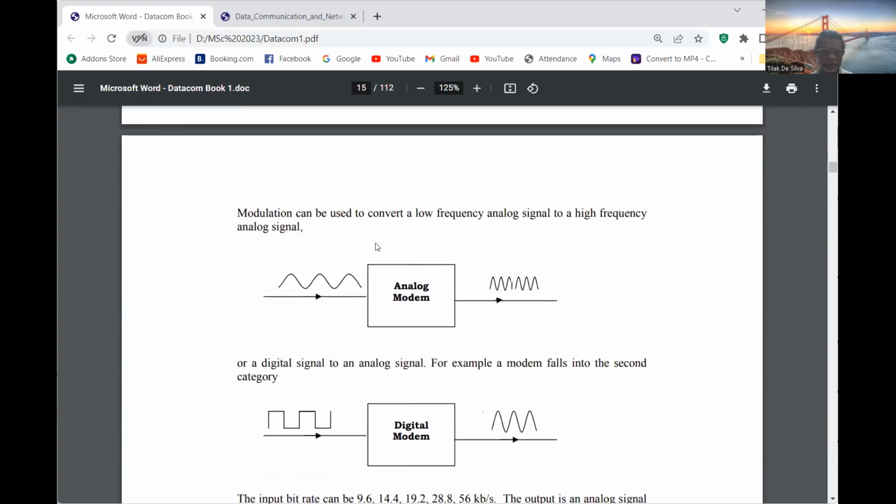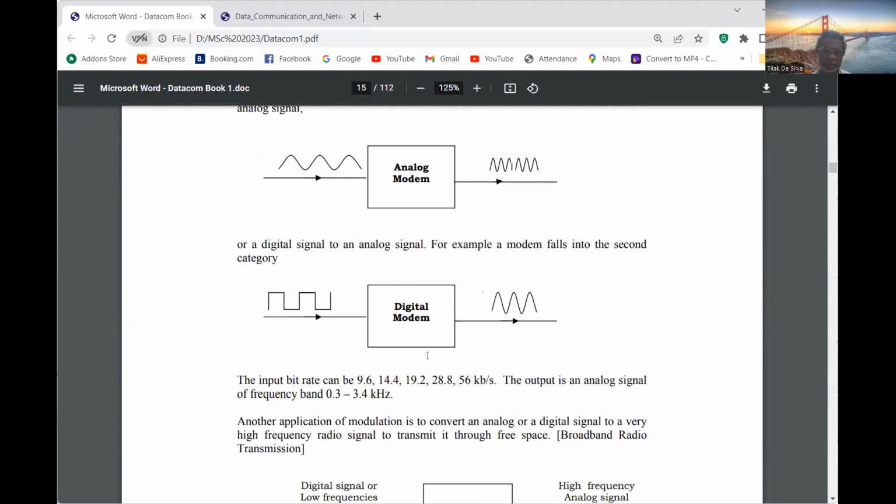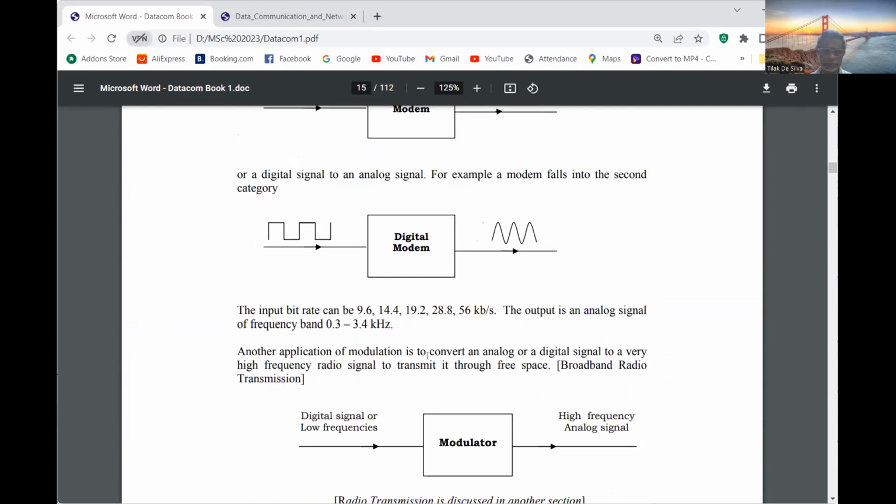So we can convert an analog signal to a high frequency analog signal using analog modulation, or you can convert a digital signal to an analog signal using digital modulation. Okay. Is it clear? Any question about the modulation?